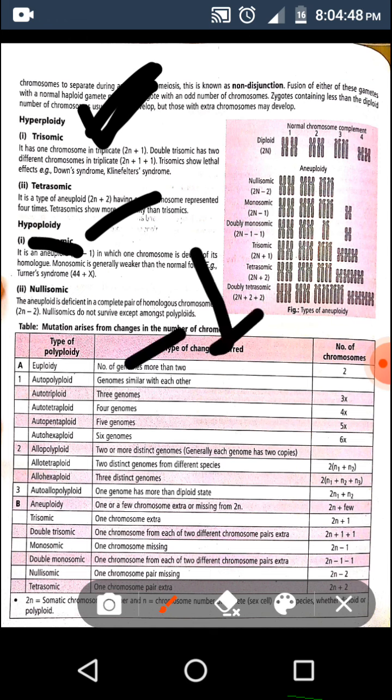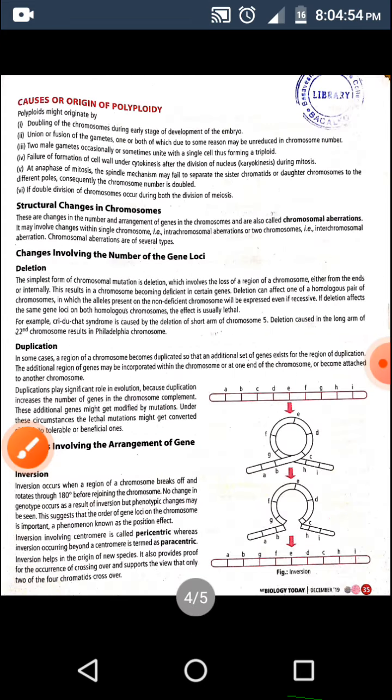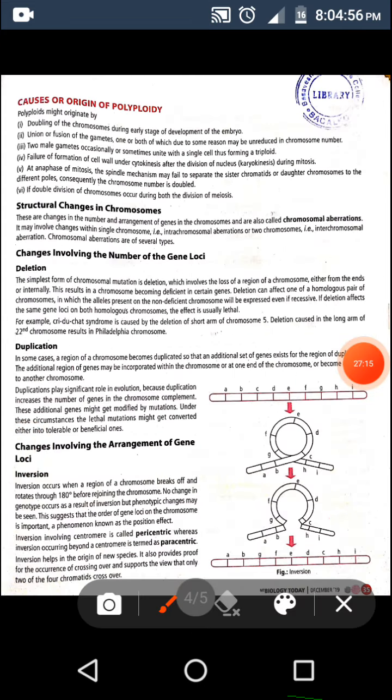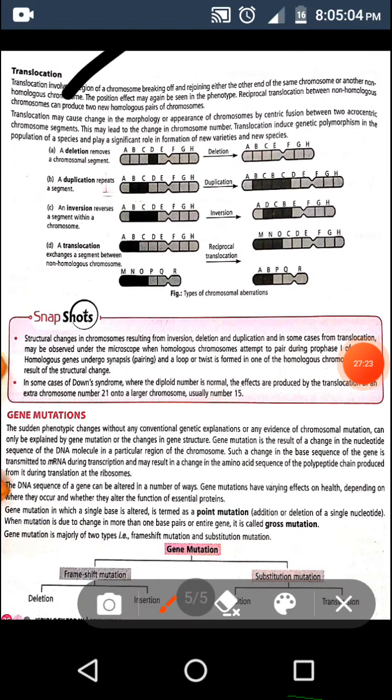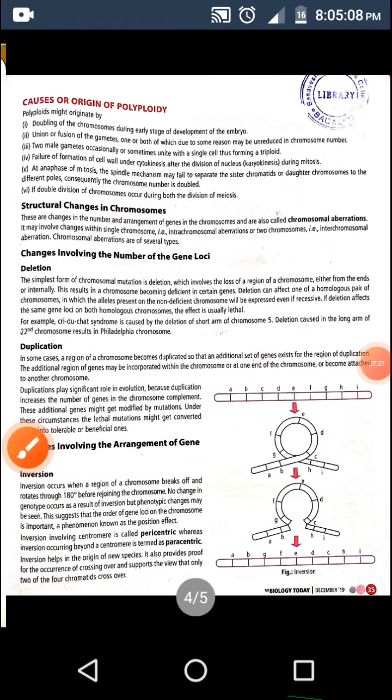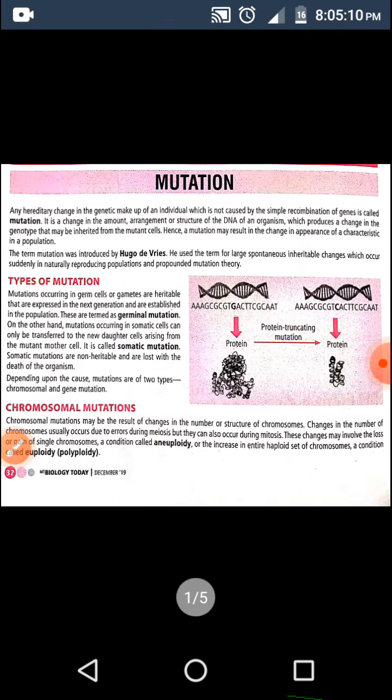Then we studied the structural changes in a chromosome through four subheadings: deletion, duplication, inversion and translocation. In this way, we study chromosomal mutation. Then another one, that is genetic mutation, we will study in another video.